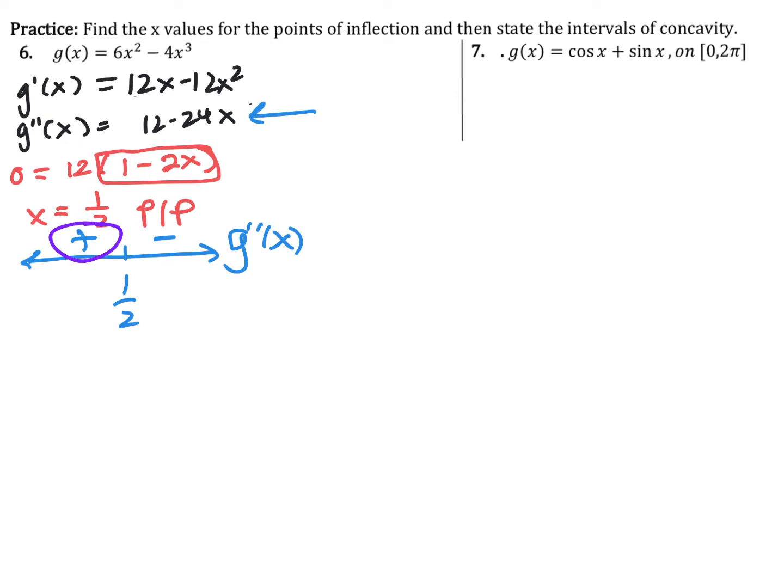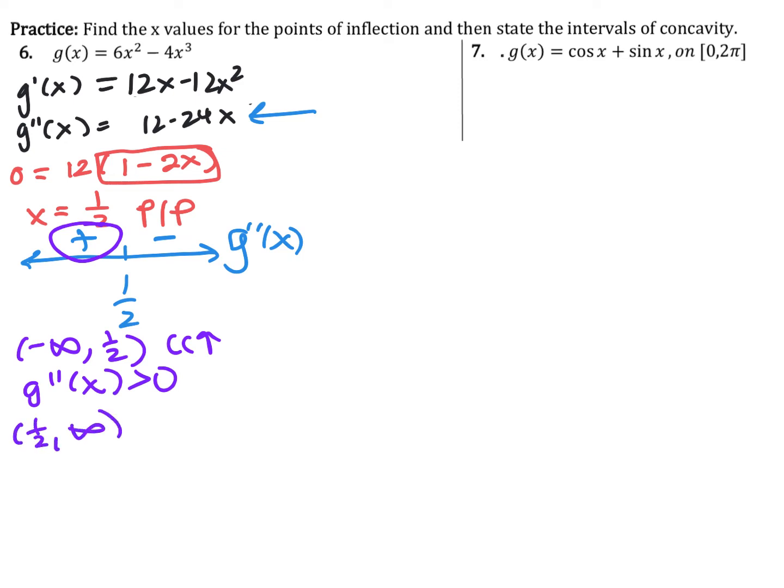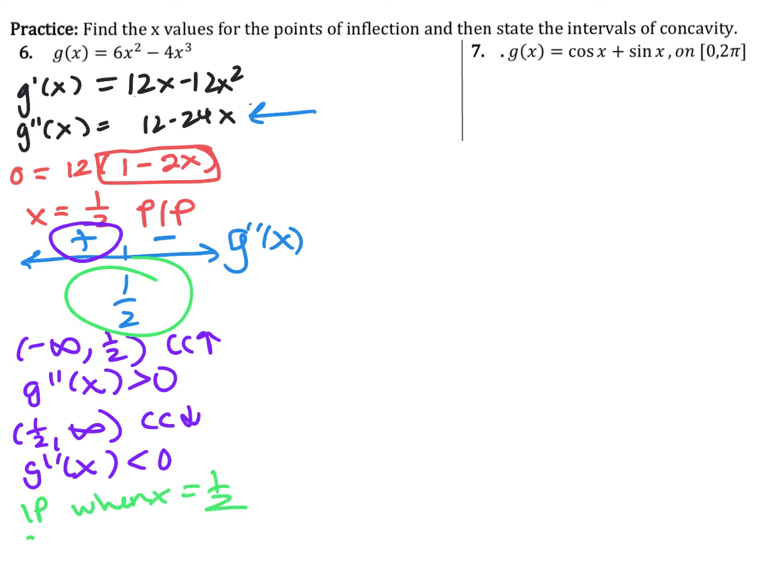So we can now identify our intervals of concavity. We're concave up where the second derivative is positive, so from negative infinity to positive 1/2, we are concave up, since g double prime of x is greater than 0. And from 1/2 to positive infinity, we are concave down, since g double prime of x is less than 0. Which also means that at 1/2, we are changing from positive to negative. So we have an inflection point when x equals 1/2, since g double prime of x is changing sign.